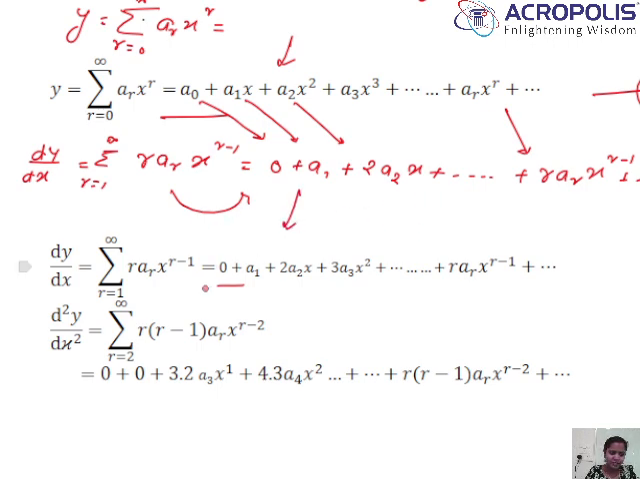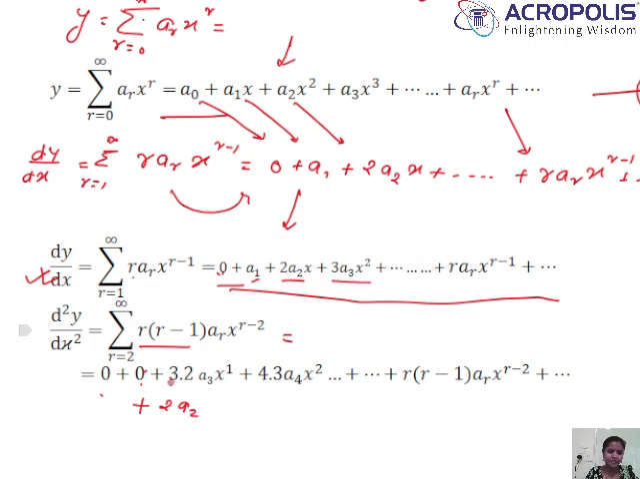This expansion is rewritten here. Again you differentiate the above with respect to x, and you get r into r minus 1 a_r x to the power r minus 2. In the expansion, differentiating a naught gives 0, differentiating a1 x gives 0, differentiating a2 x squared gives 2 a2, and differentiating a3 x cubed gives 3.2 a3 x to the power 1, and so on. The rth term will be something like this.